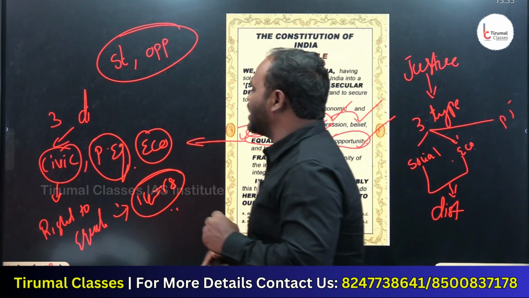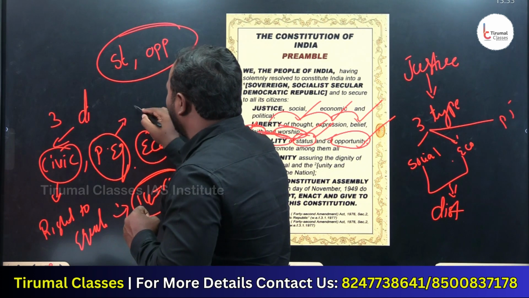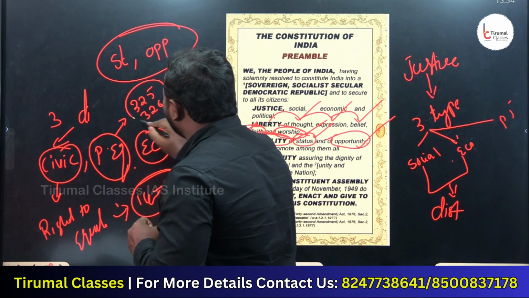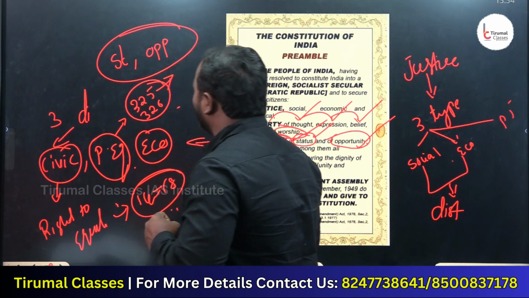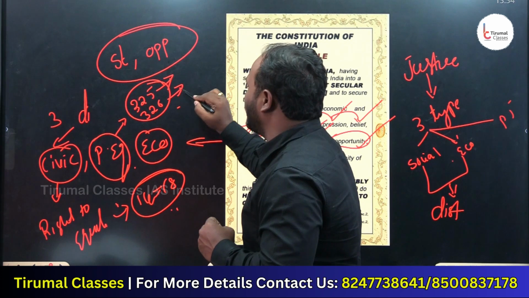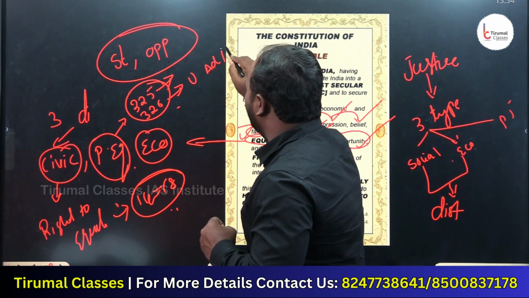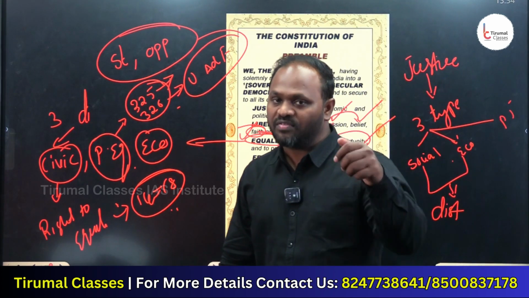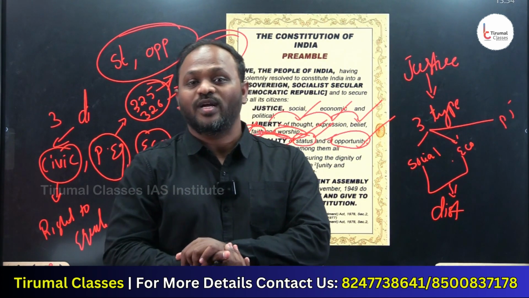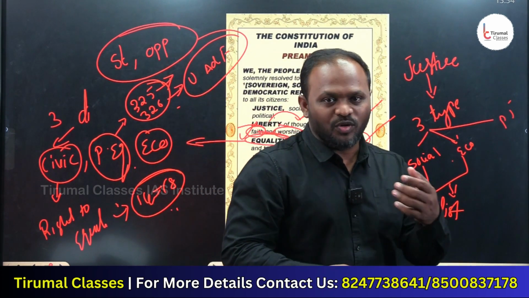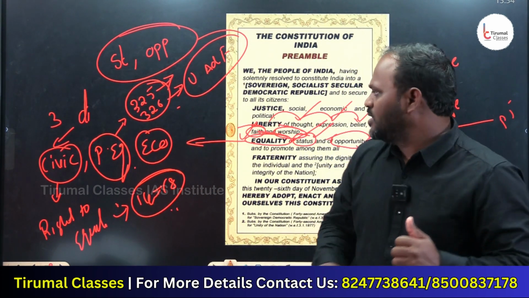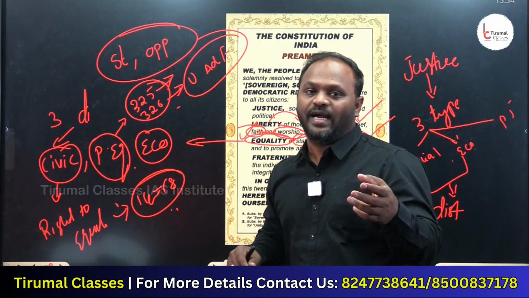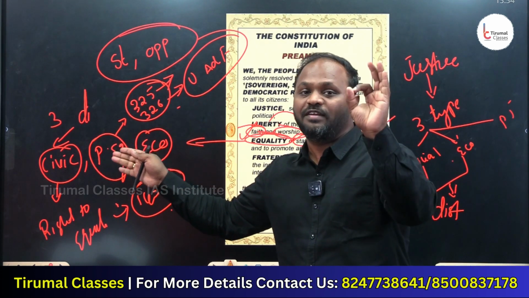Then what about political equality? When I say political equality, Article 325 and Article 326. Article 325 talks about electoral rolls. Article 326 talks about universal adult franchise. What is this universal adult franchise? Every citizen who has completed 18 years has a right to cast their vote. That is called universal adult franchise, the voting right. Registering yourself in the electoral rolls is Article 325. This is equal political right for every citizen.